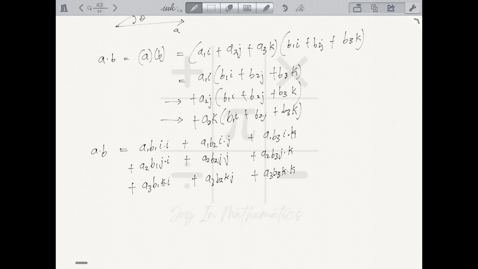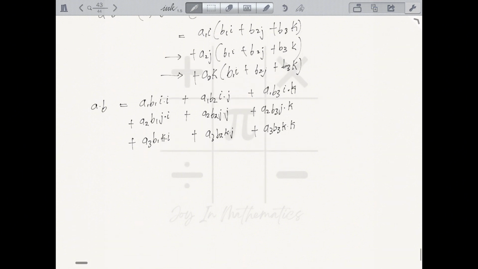Now what we are saying here is just i dot i, i dot j, i dot k, j dot i, j dot j, and j dot k, and it continues down to the k dot k. So let us simplify. What does that mean? We know that A dot B has a formula: the magnitude of A multiplied by the magnitude of B cos theta. So if we have i dot i, we will have the magnitude of i multiplied by the magnitude of i cos theta.